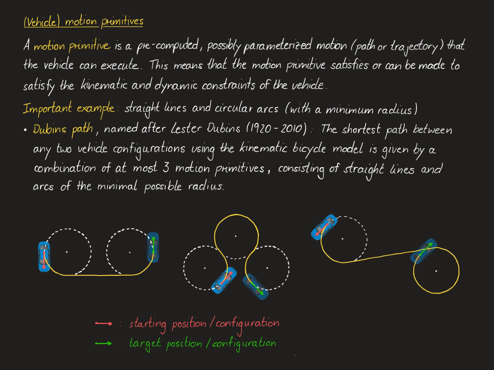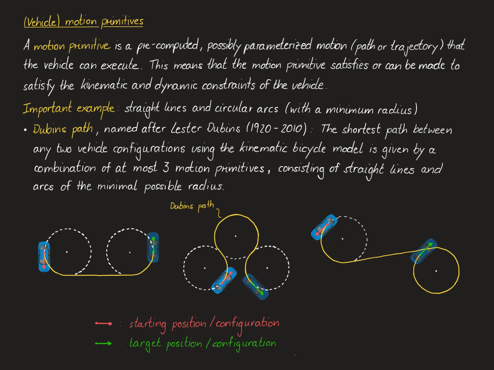In each scenario, the given starting configuration of the vehicle, meaning its position and orientation, is indicated with the red arrow. The target configuration, which is the configuration we want to move the vehicle into, is given with a green arrow. The yellow lines indicate the respective Dubins paths, which move the vehicle from the starting configuration into the target configuration with the minimal possible distance. The white dashed circles correspond to the minimum turning radius of the vehicle.